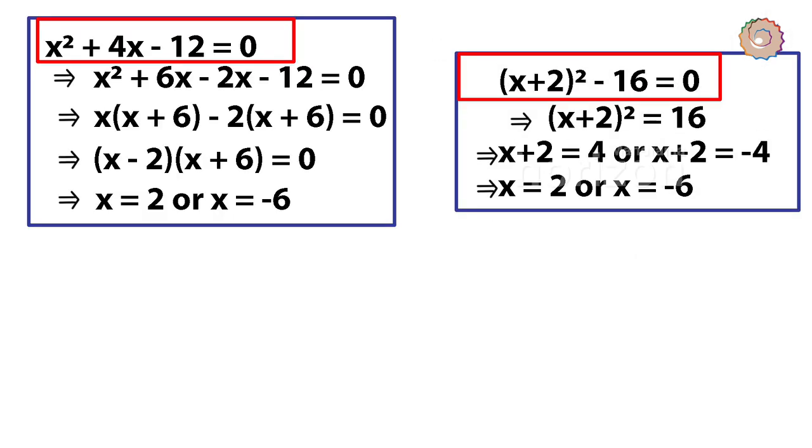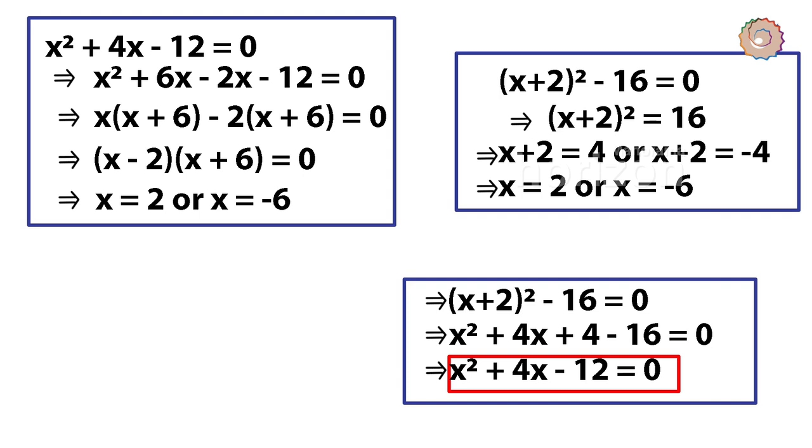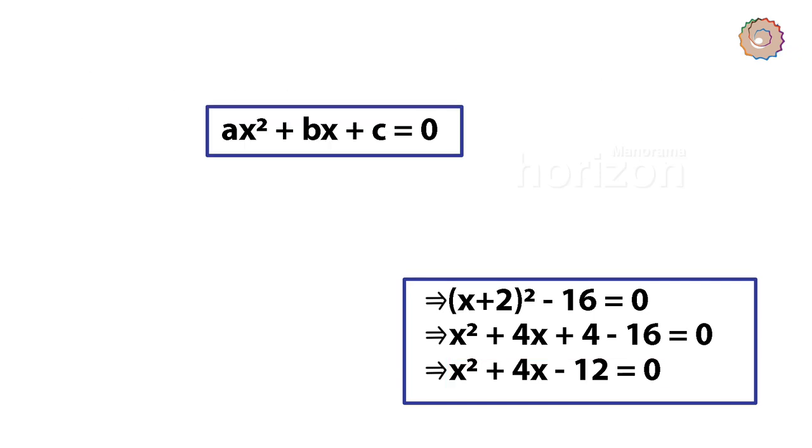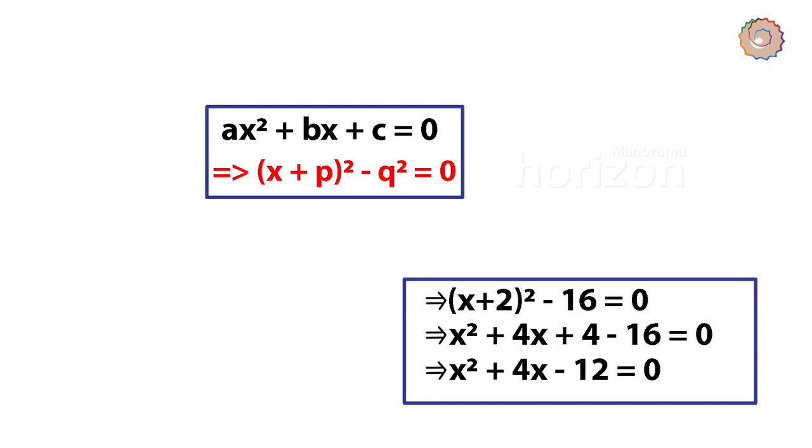But have you noticed that (x plus 2) whole square minus 16 equal to 0 and x square plus 4x minus 12 equal to 0 are the same quadratic equation in different forms? We can confirm that by expanding (x plus 2) whole square minus 16 equal to 0, and we get the equation x square plus 4x minus 12 equal to 0. So, for equations of the form ax square plus bx plus c equal to 0, if we make it to the form (x plus p) whole square minus q square equal to 0, we can solve easily.